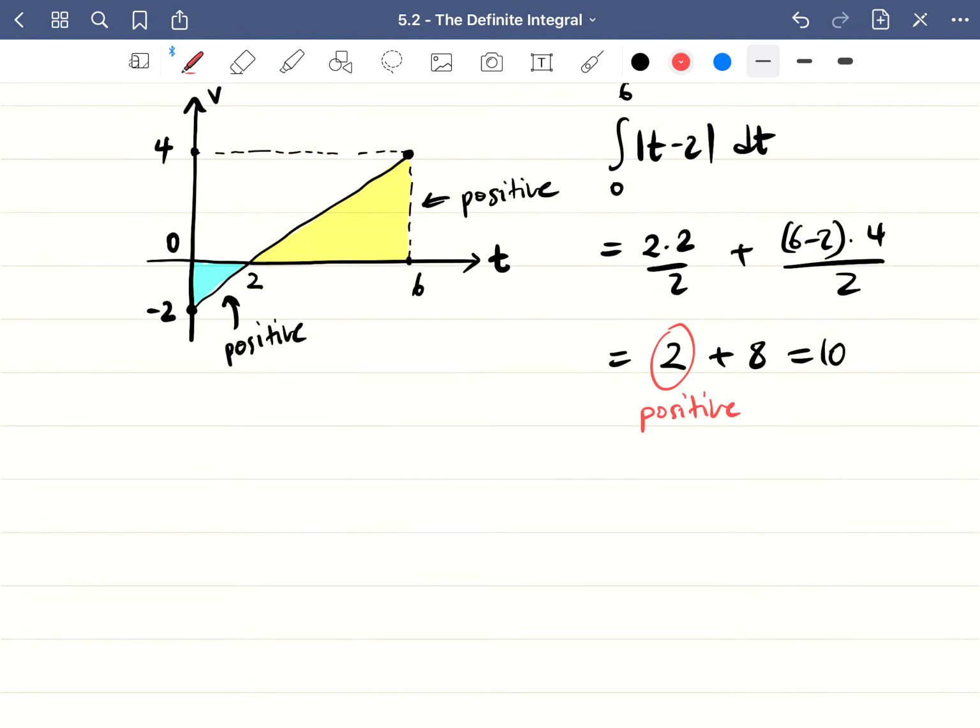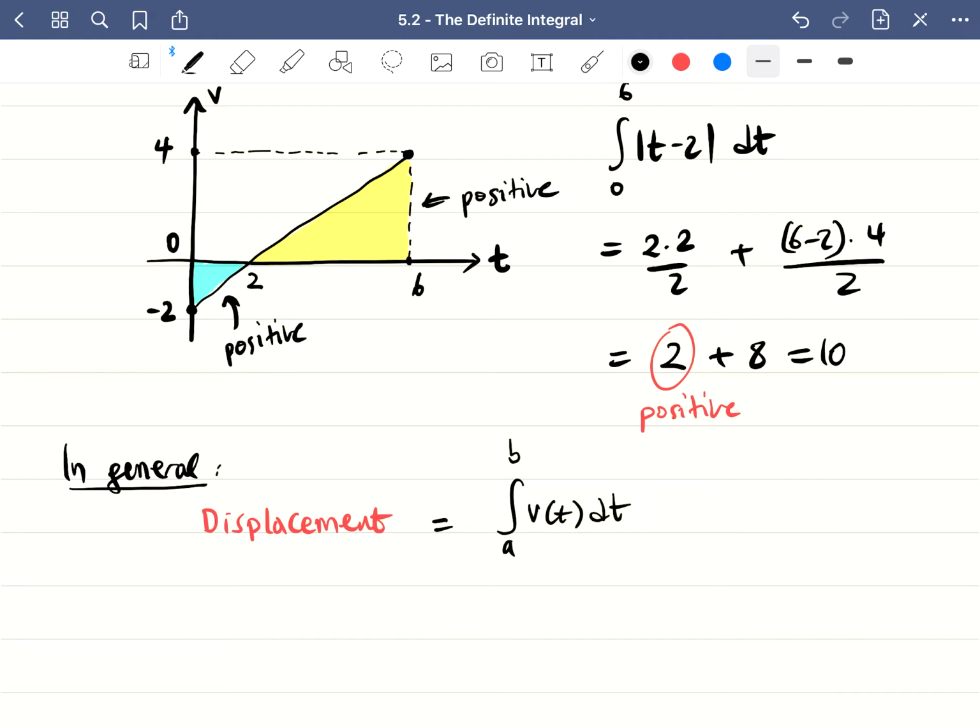All right. Okay, I hope this is clear. So then we just made a general statement here that in general, we have that displacement is equal to the integral from a to b of the velocity function dt, but the total distance traveled is equal to the integral from a to b of the absolute value of v of t. Okay, so keep that in mind.